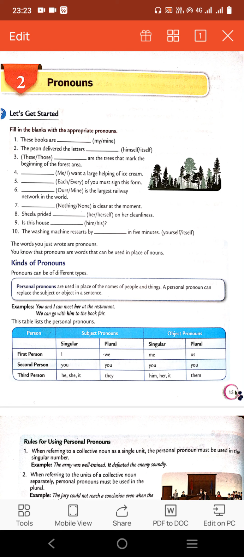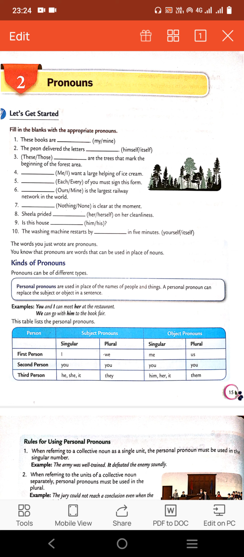So, dear students of class 8, today I am here once again to help you, to teach you the second lesson from Collins English Grammar, and the name of the lesson is Pronouns. So, at first, we should know what is a pronoun. A pronoun is a word used instead of a noun. Let's get started. Fill in the blanks with the appropriate pronouns.